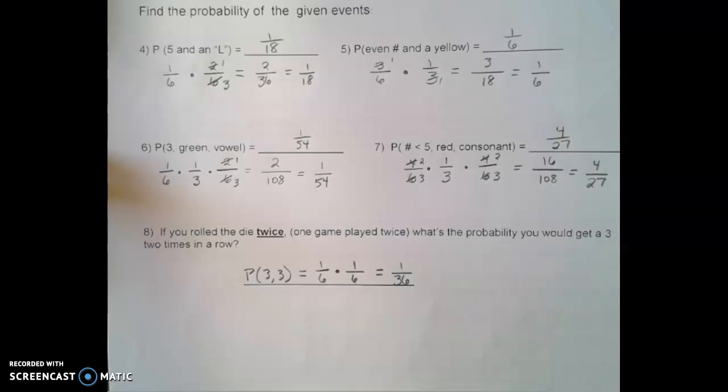Okay, so again, if you've got compound events, that's going to be more than one event. Break them up into simple probabilities first, and then you can multiply to get the compound probability. And then again, independent probability means that the second probability is not influenced by the first.